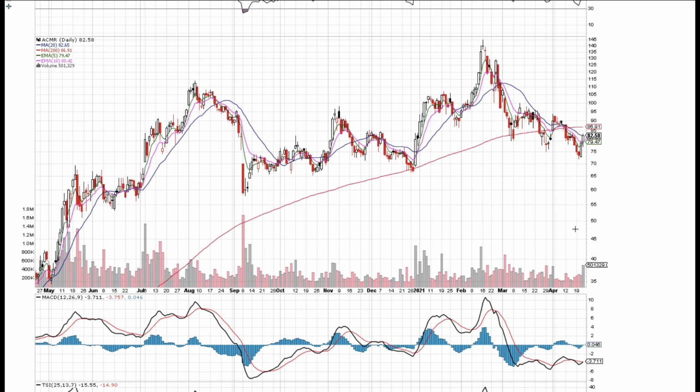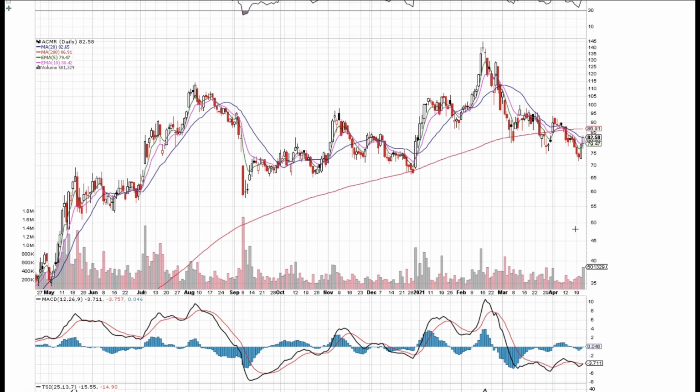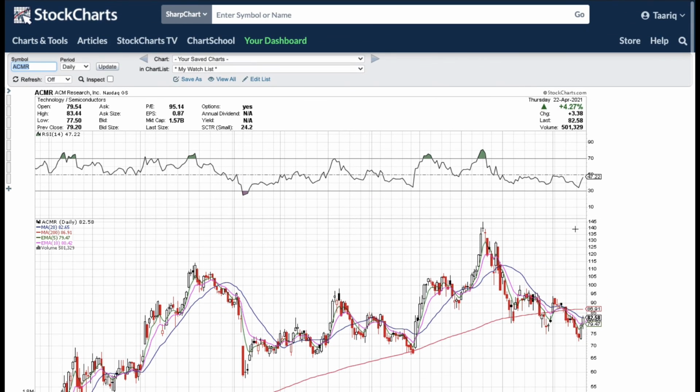So I hope this was helpful. Make sure you're using your other indicators. And tomorrow we will look at another example of a pretty solid scan.